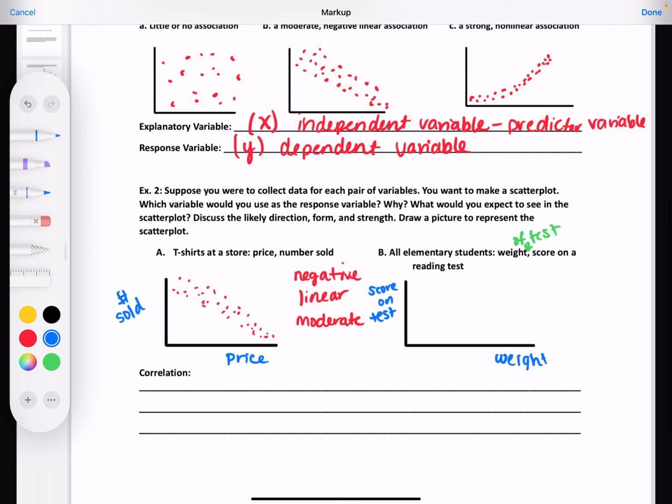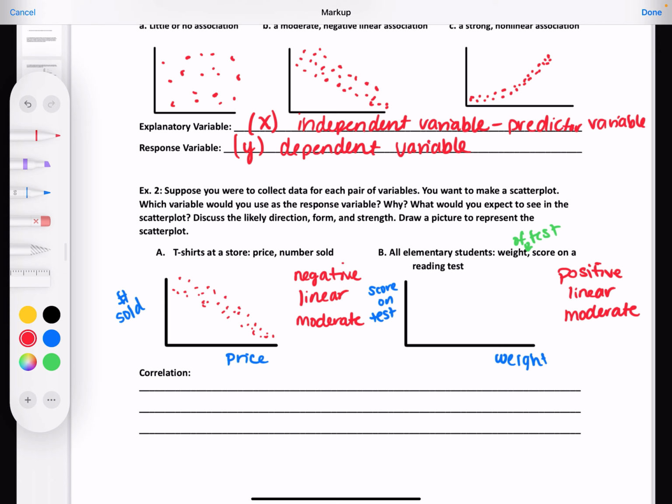All right, what kind of relationship is it? Well, I would probably say positive. And this is just the likelihood of it being positive, right, instead of it actually being positive. Yeah, it's just what would you think based on this information? What do you think would happen? It'd probably be linear again, and moderate.